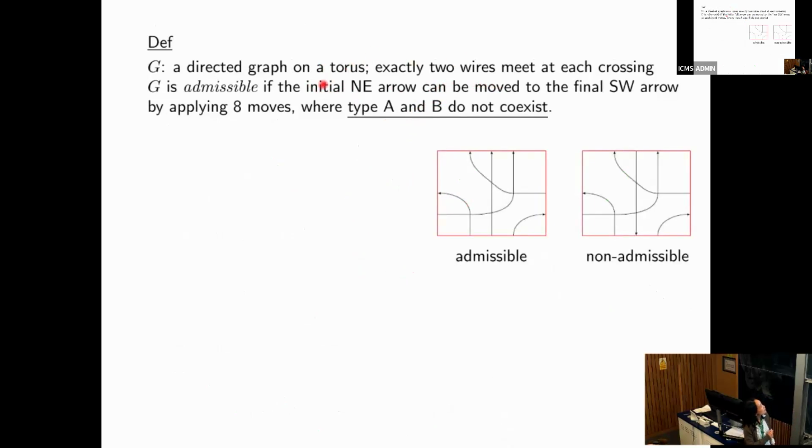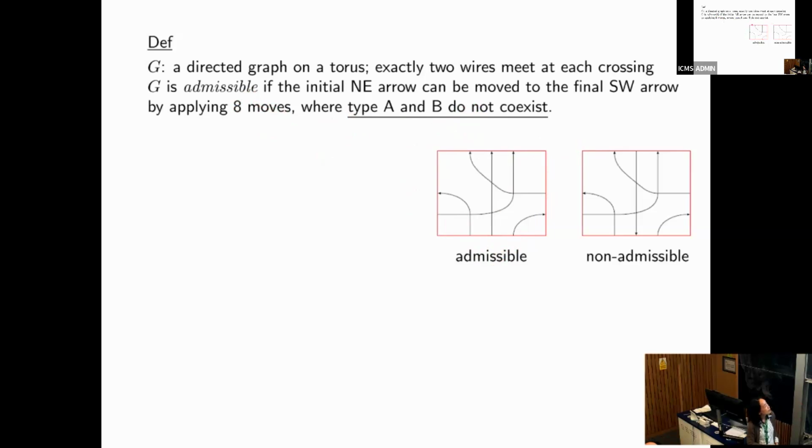And G is admissible if the initial northeast arrow can be moved to the final southwest arrow by applying the previous 8 moves. But we don't allow type A and B at the same time. So the condition of admissibility is that we can move green arrows from northeast to southwest, but type A and B do not coexist. So then we call this condition admissibility.